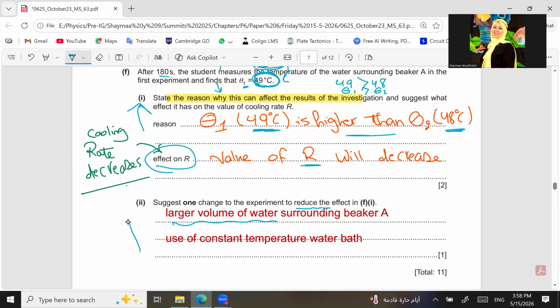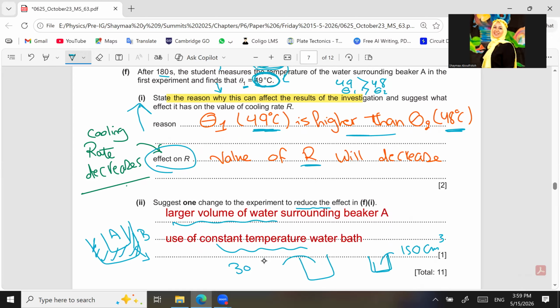If I have the water outside, I put beaker E and then beaker B, and the temperature in between, I keep it at a constant temperature. Instead of using beaker E with a smaller volume of the water, I'm going to use a larger volume of the water. For example, instead of 150 centimeter cube of the water, I'm going to use 300 centimeter cube of the water.